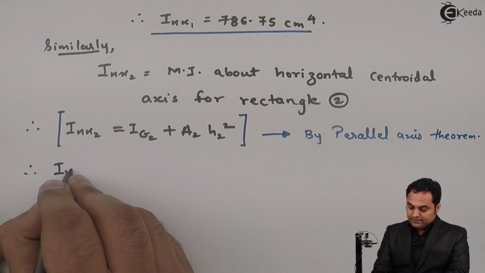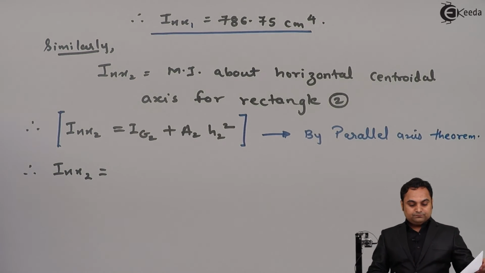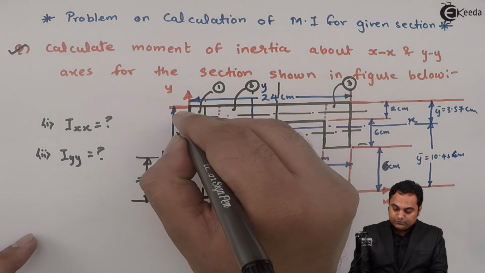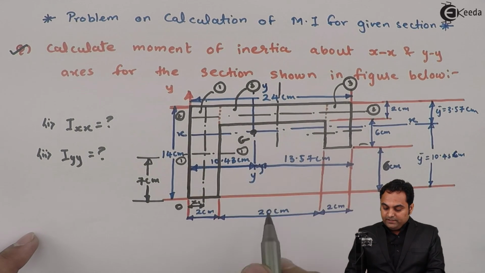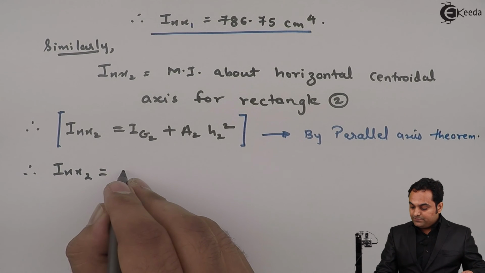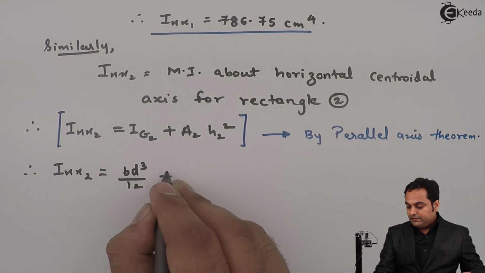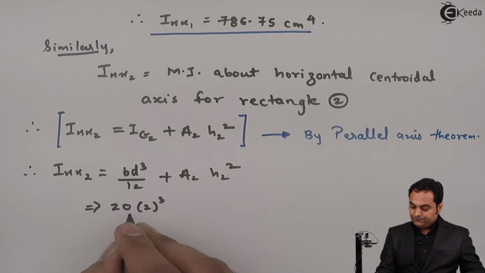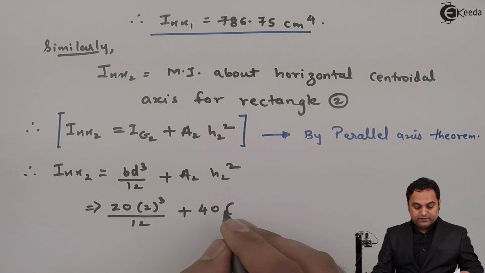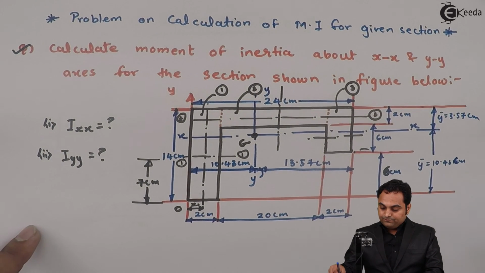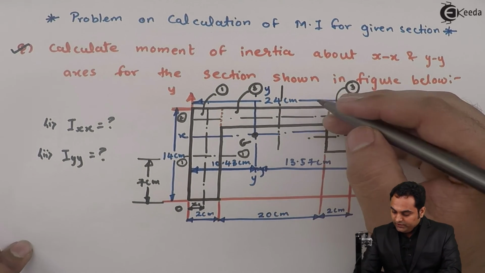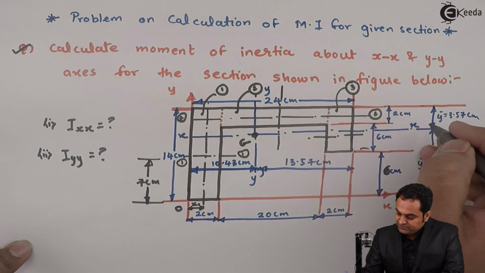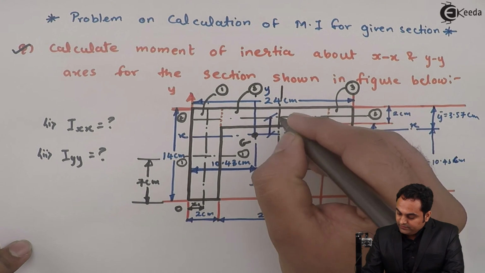Therefore Ixx2 will be, now Ig2, the moment of inertia for the second rectangle about its x-axis, that is axis 2. Rectangle 2 is having B as 20 and D is 2. So it is BD cube by 12 plus area 2 into h2 square. So B is 20 and D is 2, cube by 12, plus area is 40. h2 is the distance between the two axes, which is the distance between the x-axis of the second rectangle and the x-axis of the given section, which is 3.57. So this distance between them is h2.